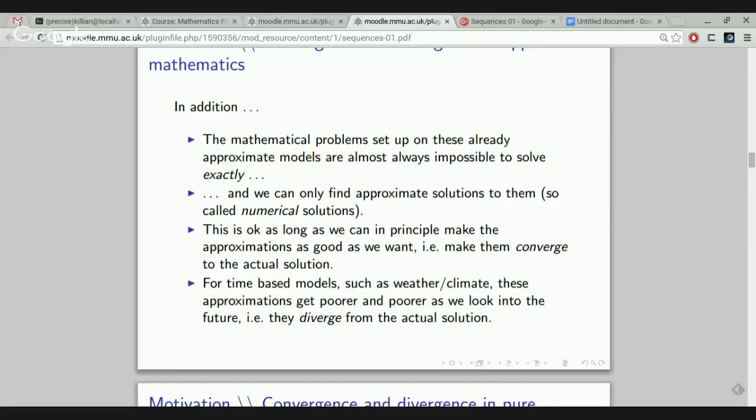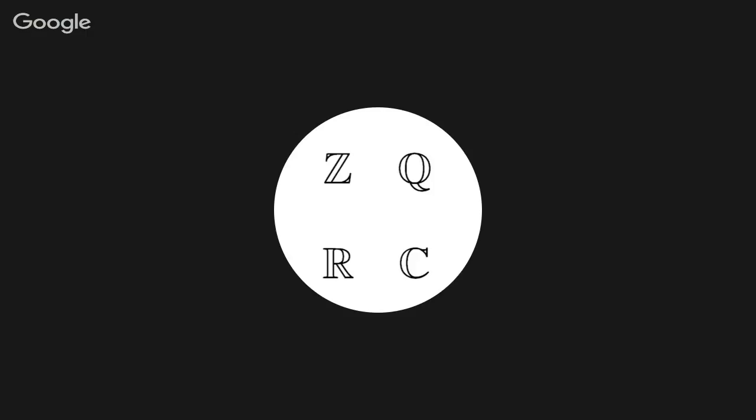The mathematical problems you set up within those models can't be solved exactly. The differential equations that describe, say, the movement of heat through the atmosphere into the oceans, and the movements of the atmosphere and oceans themselves, are such that they can't be solved exactly. We can only find approximate solutions to them.